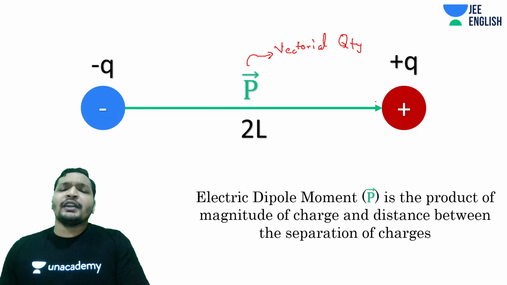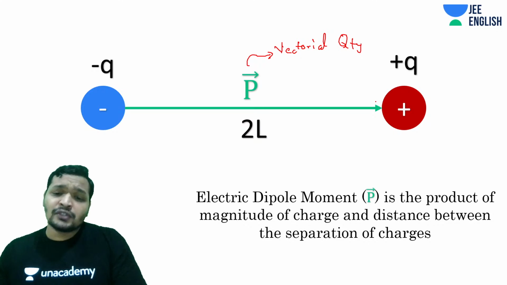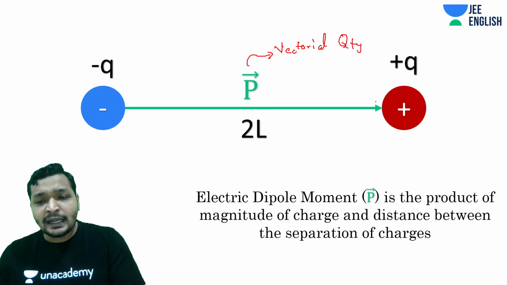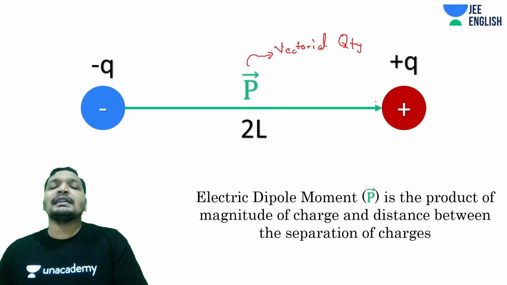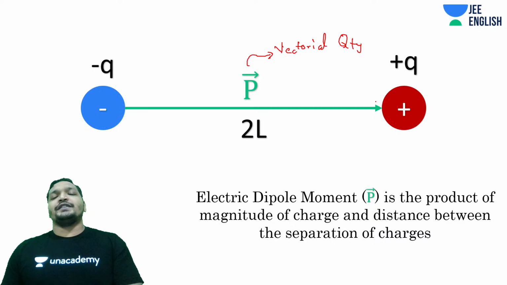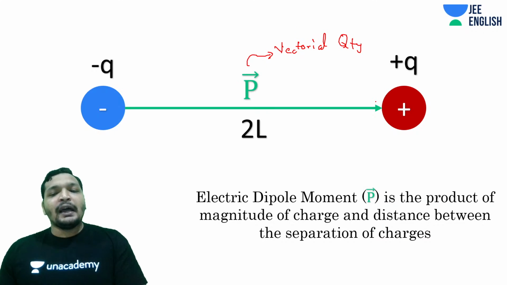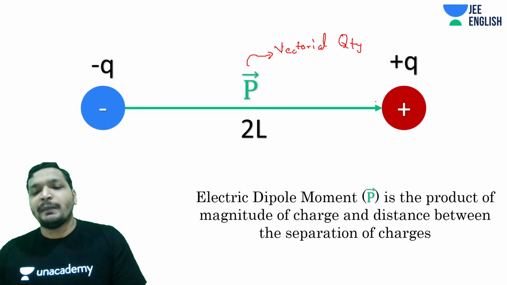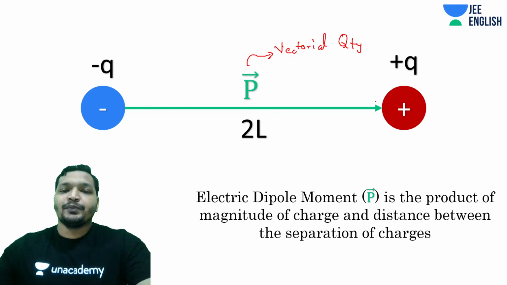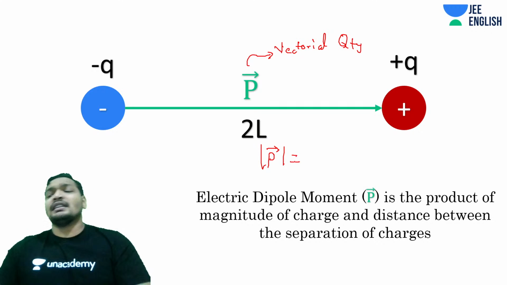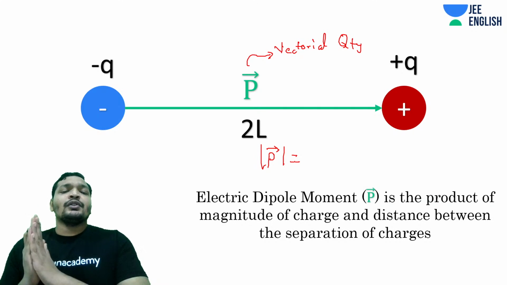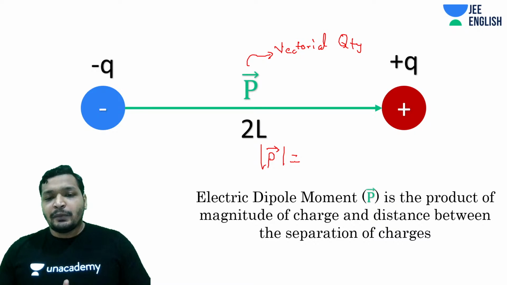So yes, an electric dipole would also have an electric dipole moment, which is nothing but the vectorial quantity which indicates the dipole, and it is the product of the magnitude of charges multiplied by the distance between them. So in this case, we will be primarily doing two things. One, identifying whether a given system is a dipole, and the other is coming to know what the dipole moment is and what the direction of the dipole moment is.